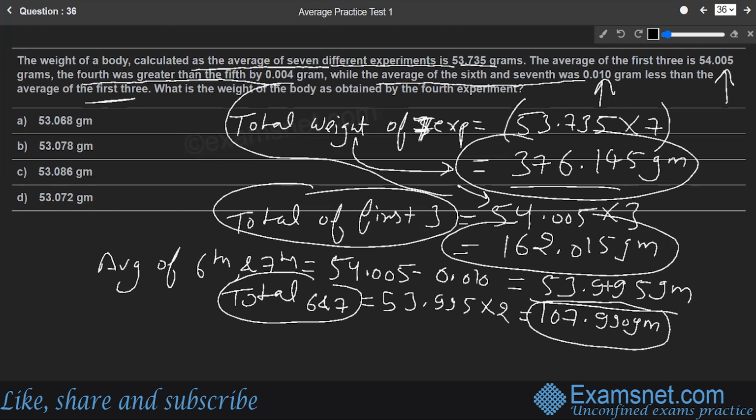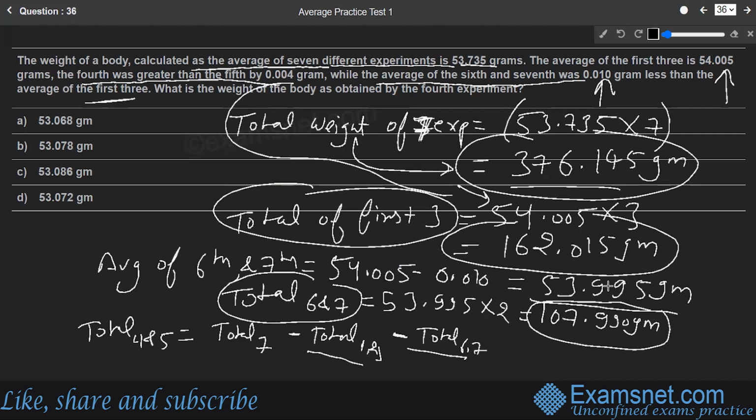Now let's go back to the line that he has said. What was that? The fourth was greater than the fifth by 0.004 grams. That means the difference of fourth and fifth is 0.004 gram. First of all, let us find the total of fourth and fifth. The total of 4 and 5 can be calculated by total of 7 minus total of first 3, that is 1, 2 and 3, and also minus total of 6 and 7. From the total of 7 we are supposed to subtract total of 1, 2, 3 and total of 6 and 7, so only 4 and 5 will be left out.